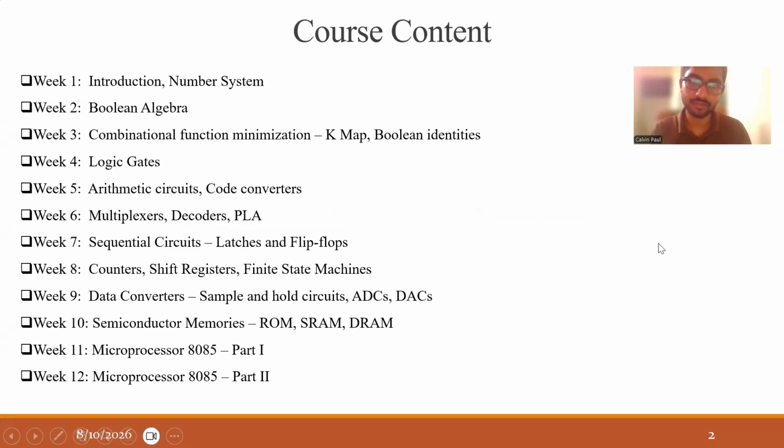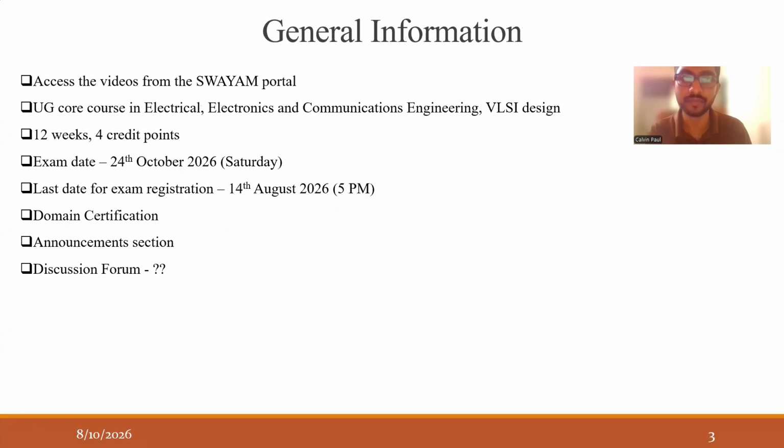So, this is what is there in this week. This week, that is week 3, we will be doing combinational function minimization. What is K-map? What is Boolean algebra? Boolean identities, we will use them.